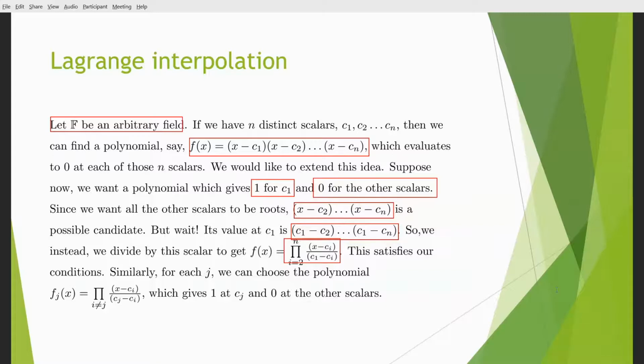Do you follow? Yes. Oh, why? Could you give the reason? I don't think I understand. Okay, so did you understand the first polynomial that we discussed, this (x minus C1) into (x minus C2) and up to (x minus Cn)? So this first thing that we discussed, that is if we want 0 at each of the scalars, that is if we want 0 at C1, 0 at C2.